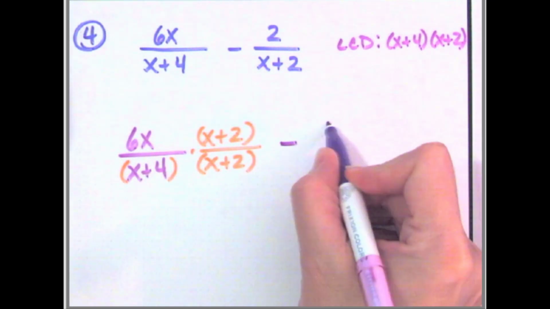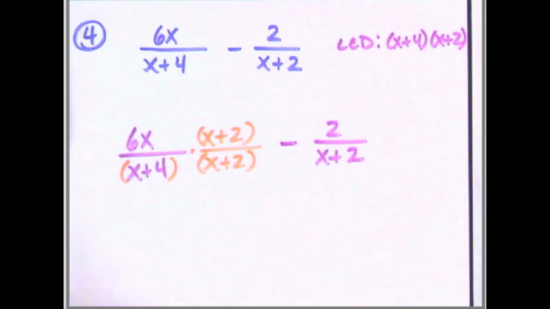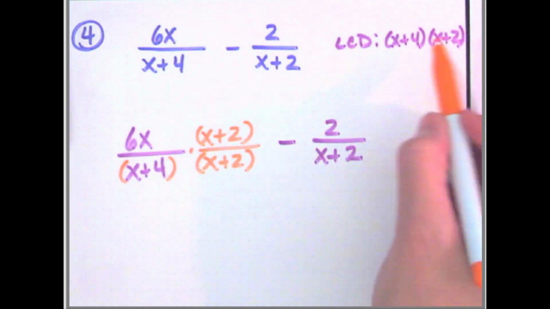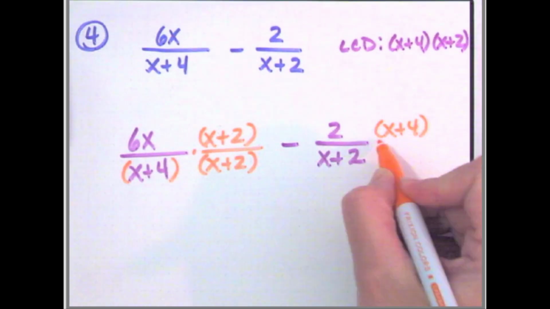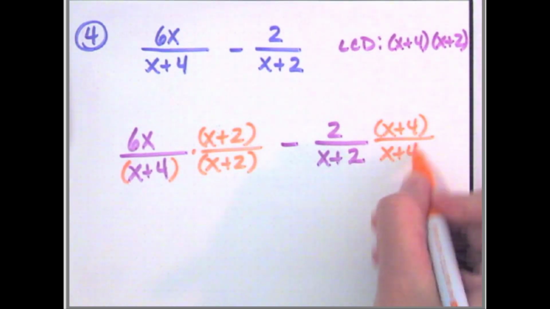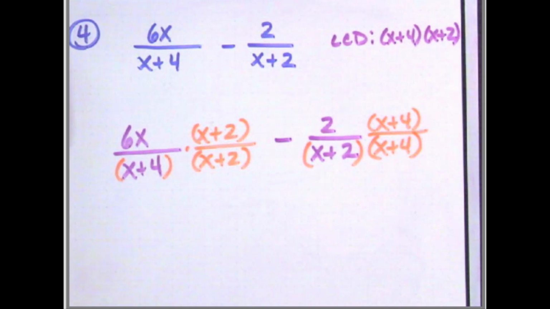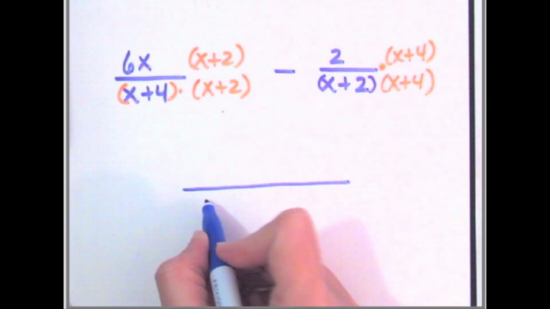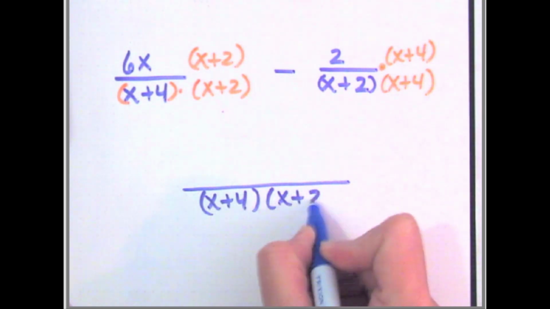All right, in the second expression, we have 2 over x plus 2, and we think about how can we turn this into the common denominator? Well, it's missing the x plus 4. So we'll just multiply that top and bottom to keep it legal. Binomials in parentheses. So our common denominator was x plus 4 times x plus 2.